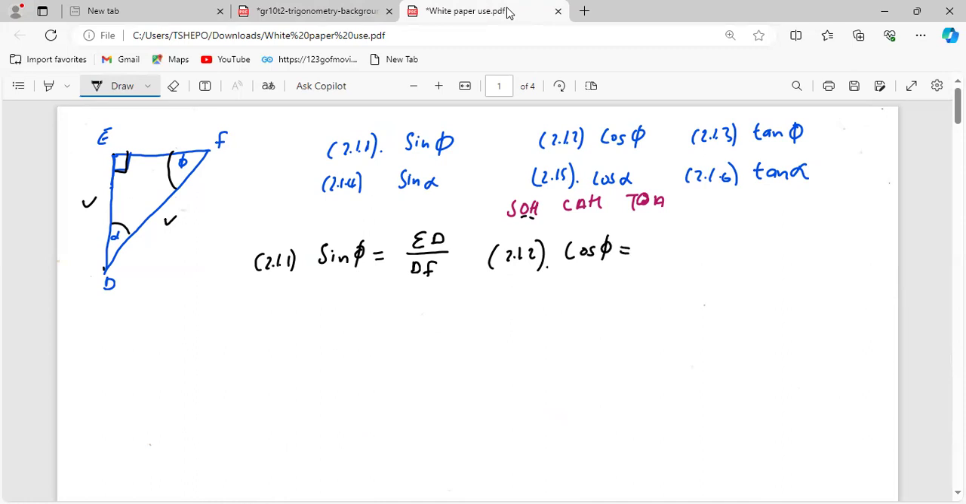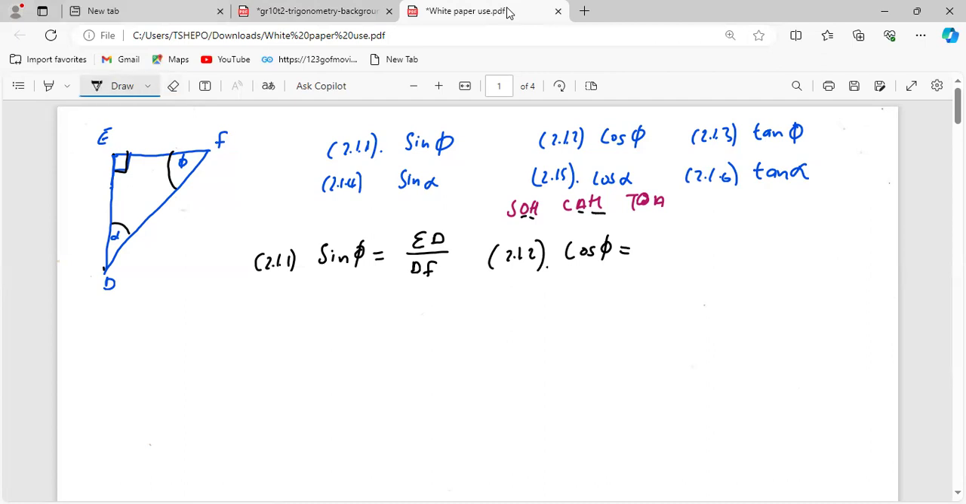Now, what is the ratio of cos phi? Say maybe it's an exam and you forget, right? Your SOHCAHTOA will always be helpful for you. Now, we know that C is for cos, and cos is actually adjacent over hypotenuse, right? And then you go to your diagram, right? You go to your diagram.